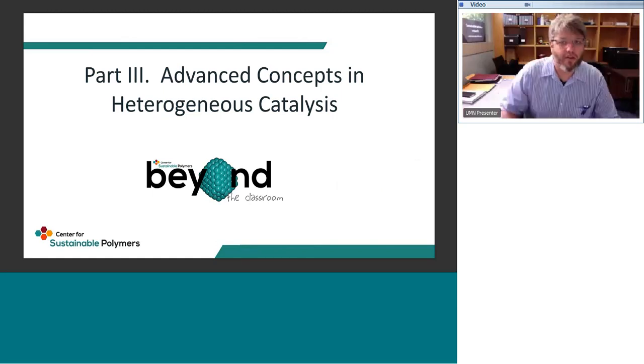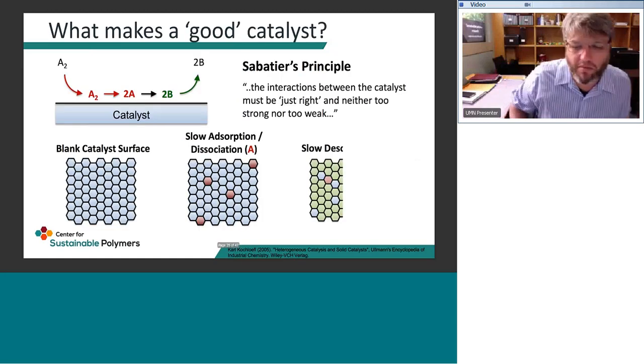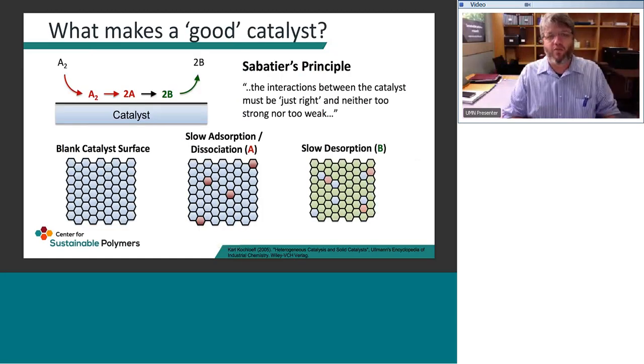All right, part 3. So in part 3, we're going to cover what we call more advanced introductory concepts in heterogeneous catalysis. And I think the most common question people ask is, what makes a good catalyst? So if I'm thinking of a reaction, there are all these different metal options, different acids, and all the opportunities in between in structure, etc. So there's no good answer for this, but there are some guiding principles. I think the most famous one is Sabatier's principle, which says the interaction with the catalyst must be, quote, just right, and neither too strong nor too weak.